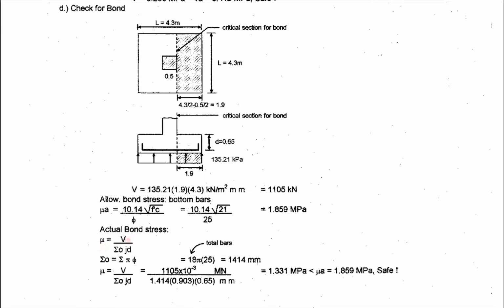To solve for the actual bond stress, this is just the same as the beam formula. That is, the actual bond stress, mu, is equal to V divided by summation of O times jd, where your summation of O is the summation of pi times the bar diameter. So for the summation, you have the number of bars multiplied by pi multiplied by the diameter of bar used in your footing. So the summation of O is 1414 millimeter.